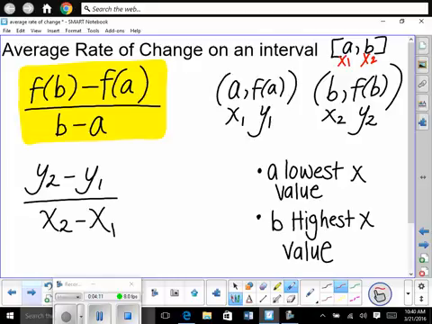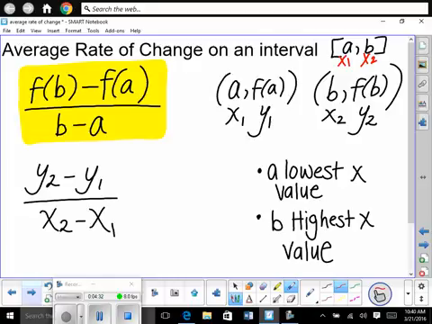So if this is my x1, a, then will this y be f of a? Yeah. And then if b is x2, then will f of b be my y value? Yeah. And then it's just y2 minus y1 all over x2 minus x1, which is f of b minus f of a all over b minus a. So do you see how it relates?